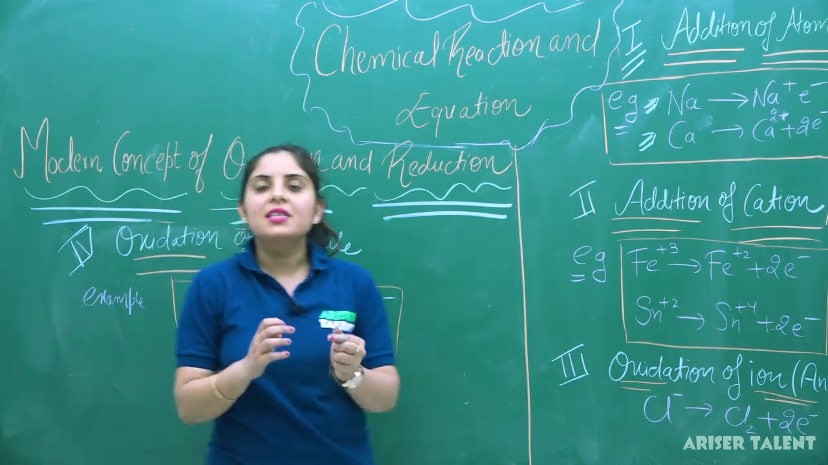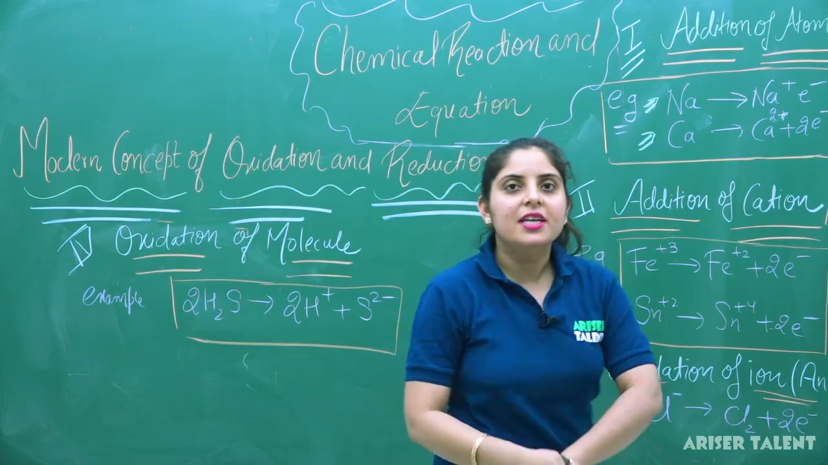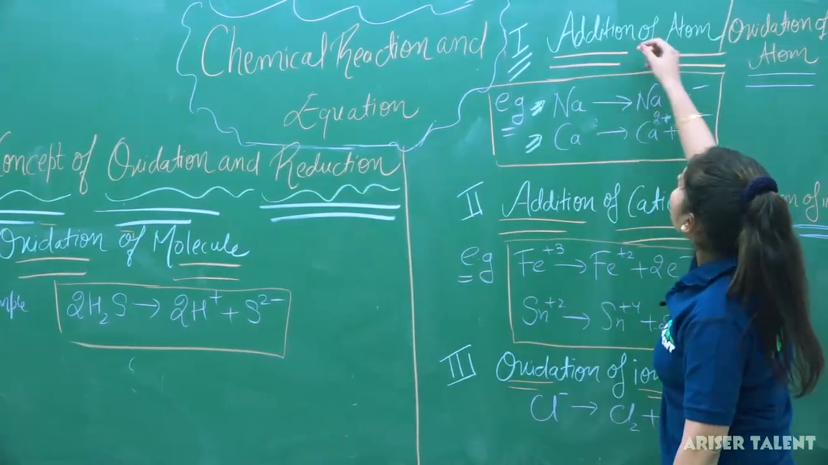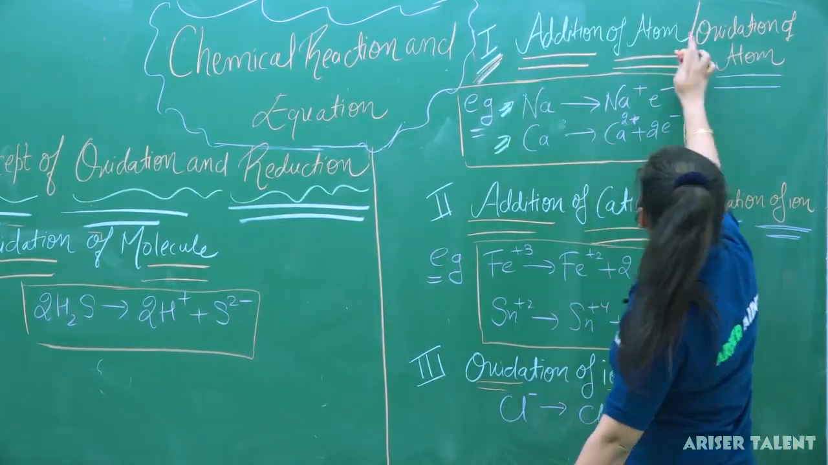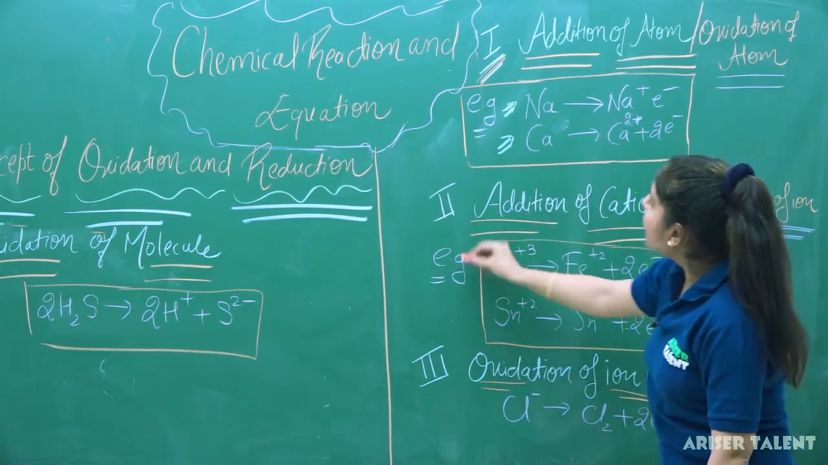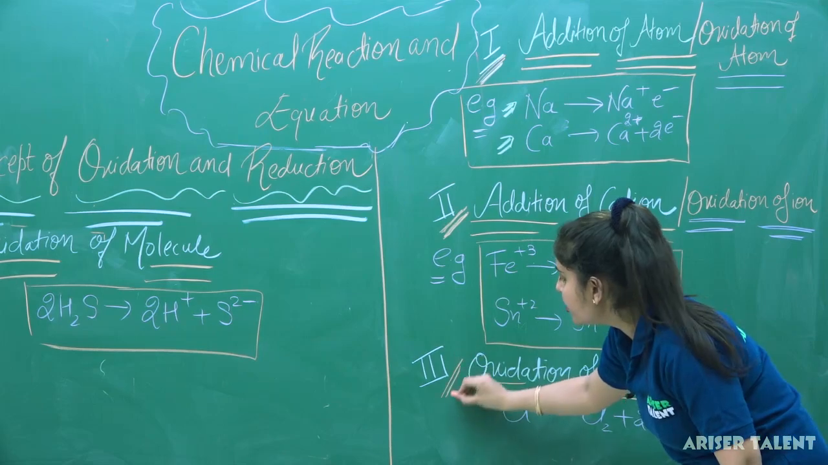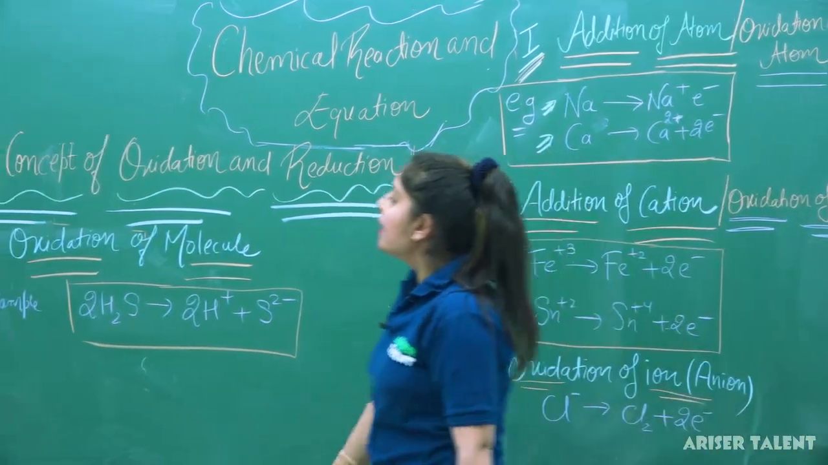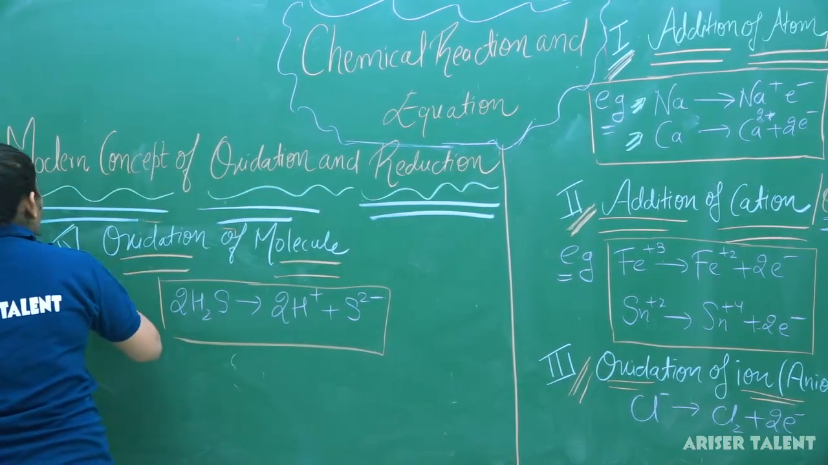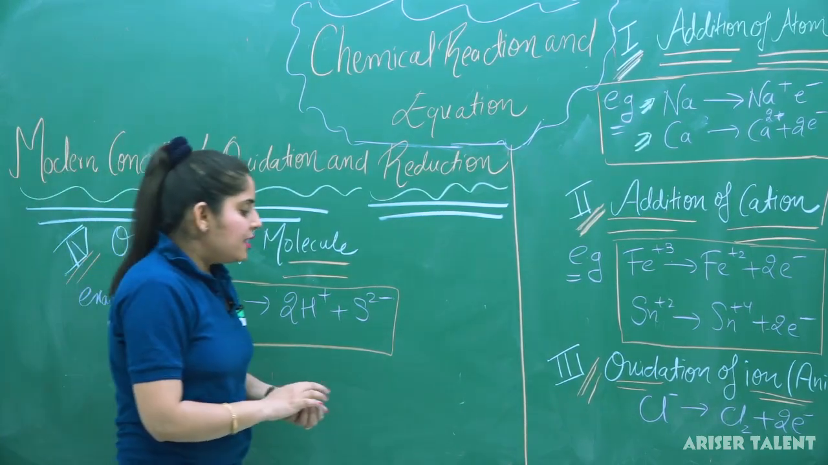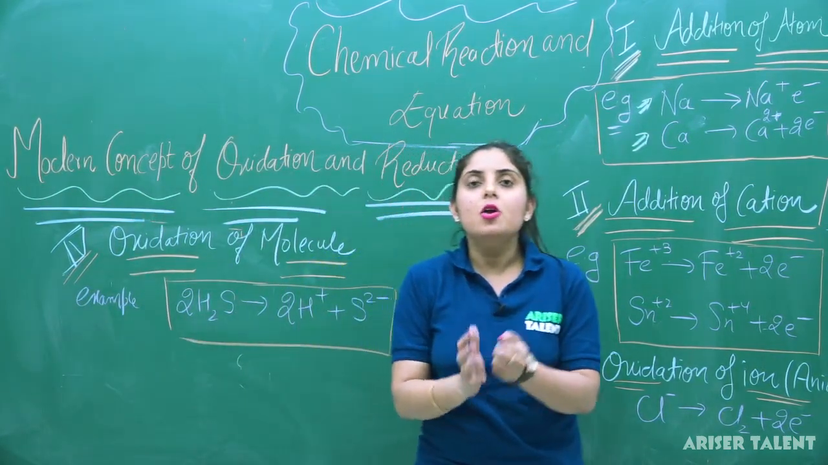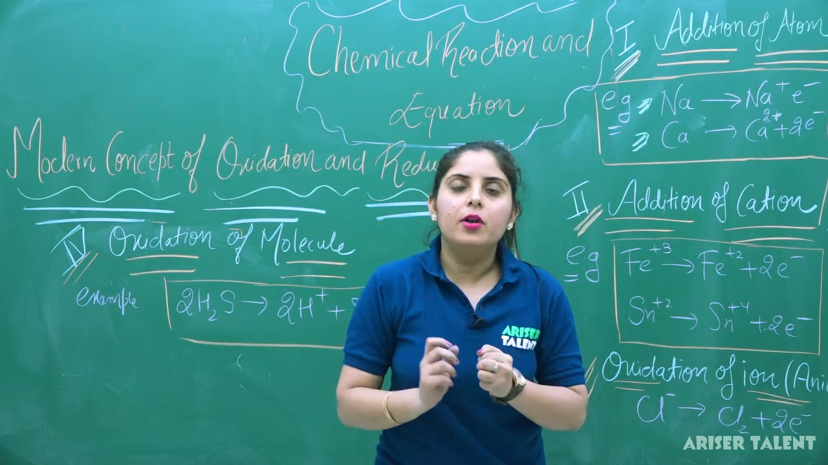So here we have discussed the four cases regarding oxidation. First we have considered the oxidation of atom. Second, we have oxidation of cation. Third category, we have oxidation of anion. And the last category is oxidation of molecule. So this characterization is on the basis of the modern concept, that is the electronic concept.